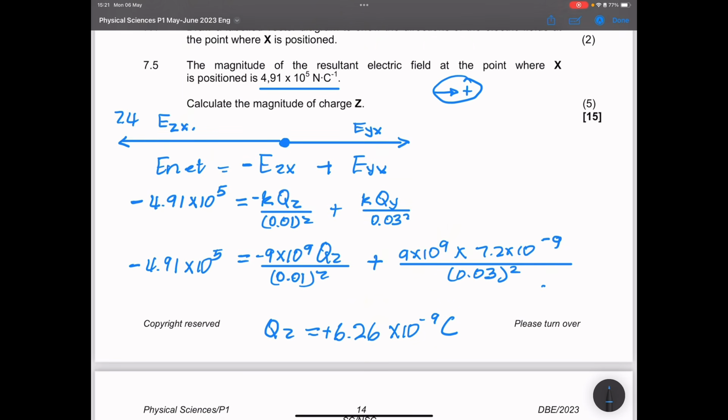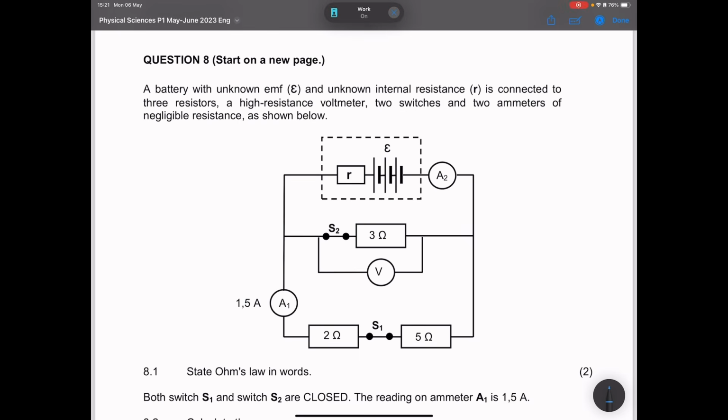Okay, let's go to question 8. Moving right along, question 8, they say a battery with an EMF of E and unknown internal resistance R is connected to 3 resistors, a high resistance voltmeter, 2 switches, and 2 ammeters of negligible resistance as shown below. Now, firstly, they say state Ohm's law in words.